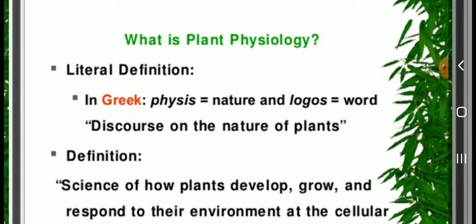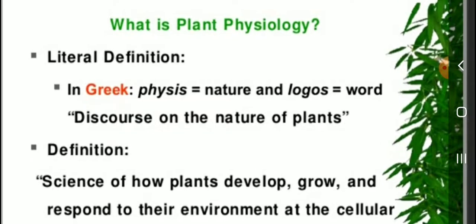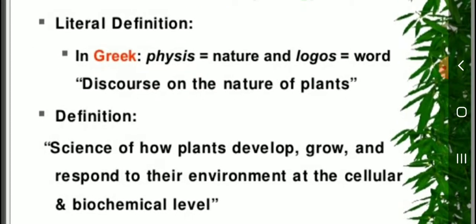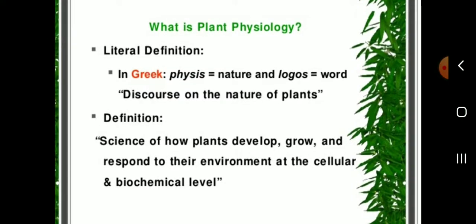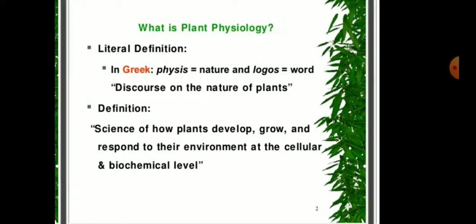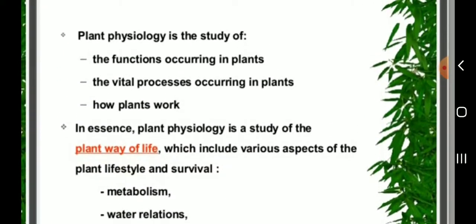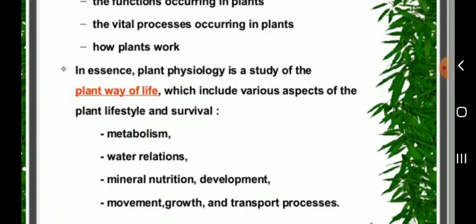Definition in Greek: physis, nature, and logos, a discourse on the nature of plants. Definition: the science of how plants develop, grow and respond to their environment at the cellular and biochemical level. Listen, plant physiology is the study of functions occurring in plants, the vital processes occurring in plants, how plants work. Plant physiology is a study of the plant way of life.